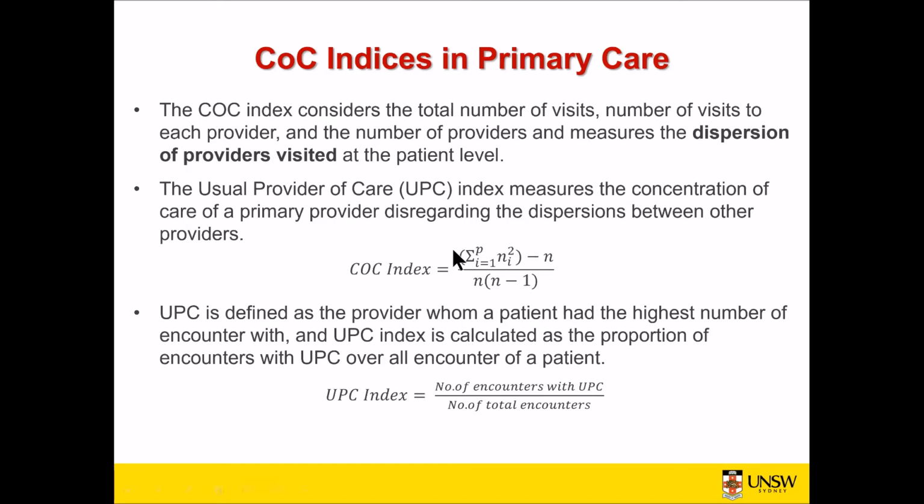And another measure is the UPC, which is the usual provider of care index. That essentially is a proportion given by the provider that has the highest number of encounters with the patient over the total number of encounters of a patient. So essentially, if a patient visits Dr. A 6 times and a number of other doctors 1 or 2 times, so that makes the total number of 8 visits, the usual provider of care index is that highest number of doctor visits, which is 6 over the 8. So that provides you a usual provider of care index.